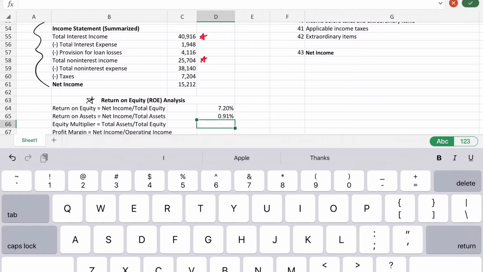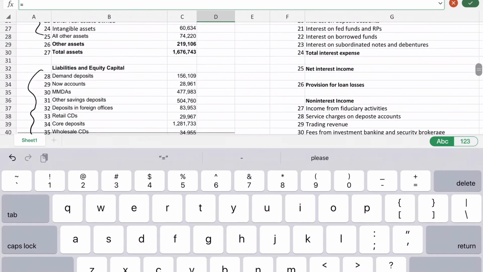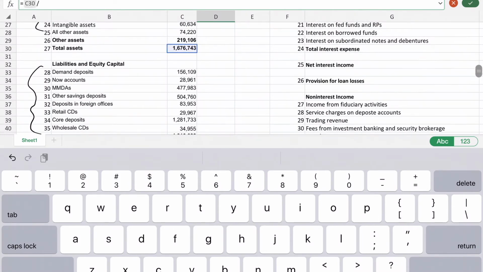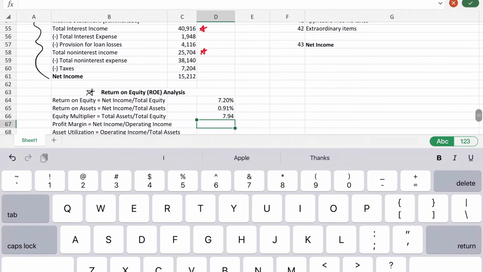The next thing I want to do is look at their leverage, so I look at the equity multiplier. The higher the equity multiplier, the more leveraged they are. Leverage both magnifies gains and also magnifies losses. To get the equity multiplier, I take total assets divided by total equity. And again, the equity multiplier is 7.94.